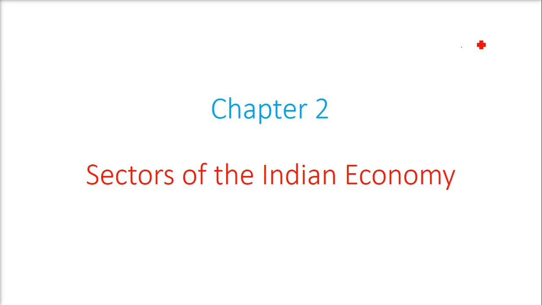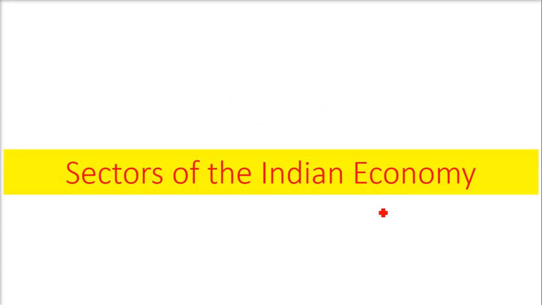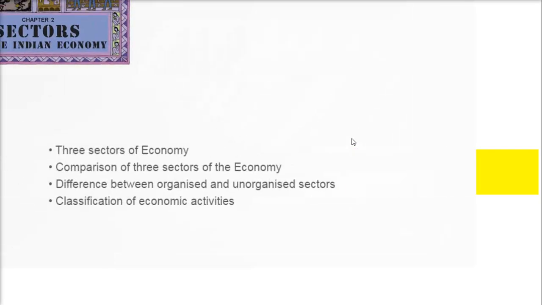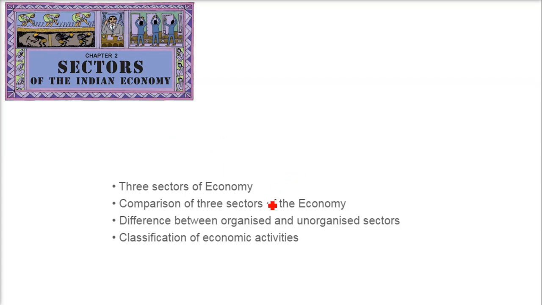This is chapter number 2, sectors of the Indian economy. Whether it's the Indian economy or any other economy, we need to divide it and understand the sectors, the different classifications of the economy, to understand what constitutes an economy. What we are going to see is the three sectors of the economy: primary, secondary and tertiary. Then the comparison of these three sectors and the difference between the organized and unorganized sectors. How to classify economic activities, this also we are going to see.